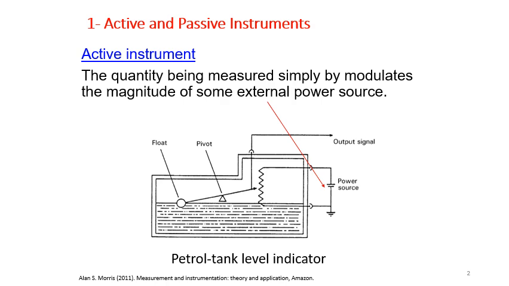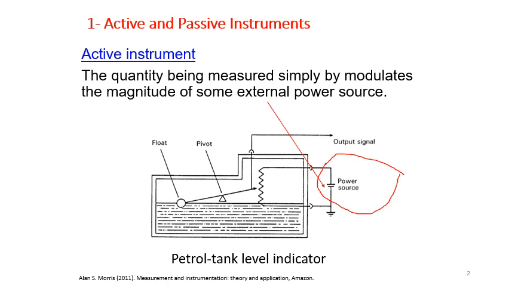What is active? In an active sensor, the quantity to be measured is not measured directly. It's somehow converted to an electrical signal. So a power supply is needed in those kinds of sensors. Like you see here, power supply is needed to help me convert the measured quantity to an electrical quantity, which is then displayed. Like in the petrol tank level indicator.